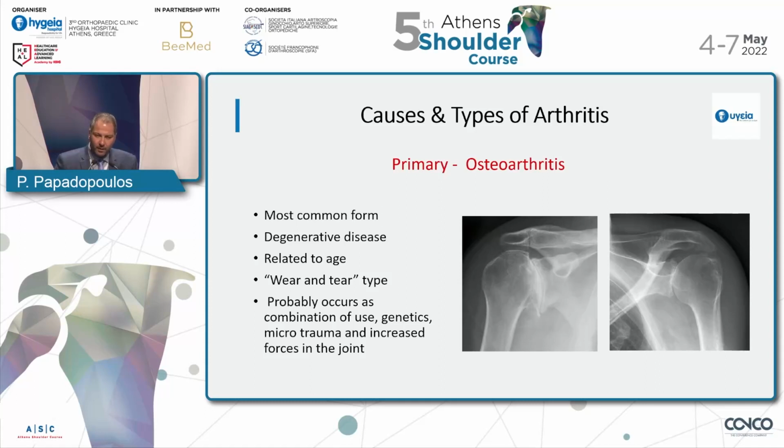The most common type of arthritis is primary osteoarthritis. It is a degenerative disease which is related to age and is a wear and tear type of arthritis, and probably it's a combination of overuse, maybe genetics or microtrauma in the past, and increased force in the joint.